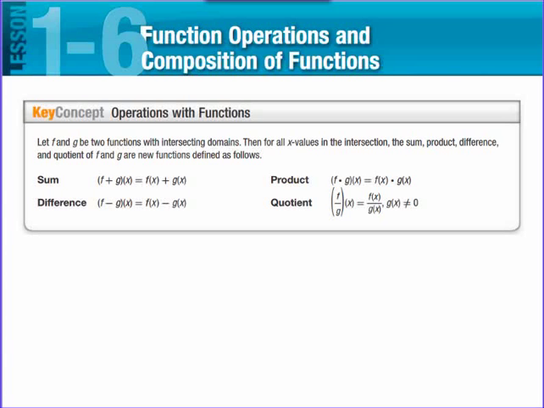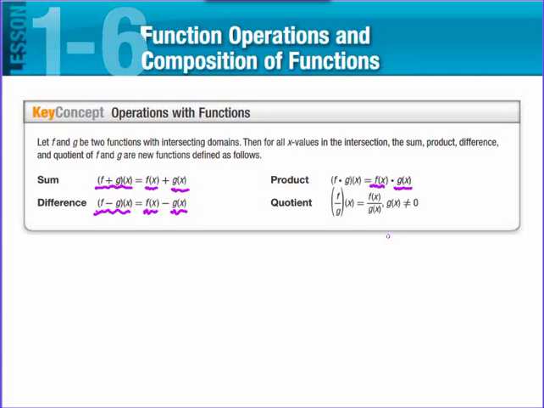defined as follows. So what they're saying is that if you add the two functions here, all you're going to do is add their component parts. Same thing with the difference. If you want to subtract two functions, f minus g, you're going to subtract the two component parts. For the product, you're going to multiply component parts, and then for the quotient, you're going to divide component parts. The important thing to remember when dividing is that you need to make sure that g of x is never 0, because you cannot divide by 0.